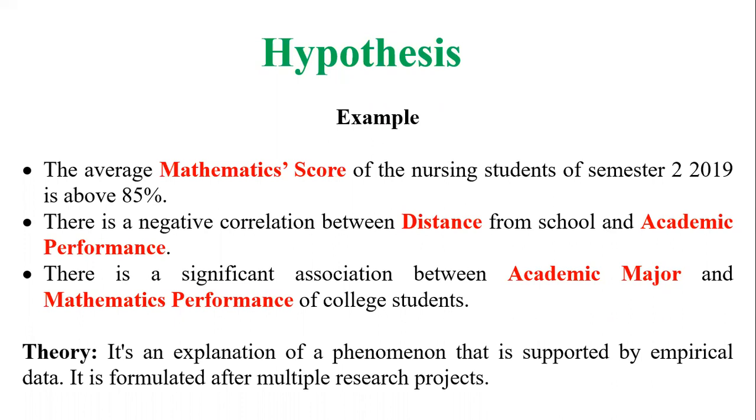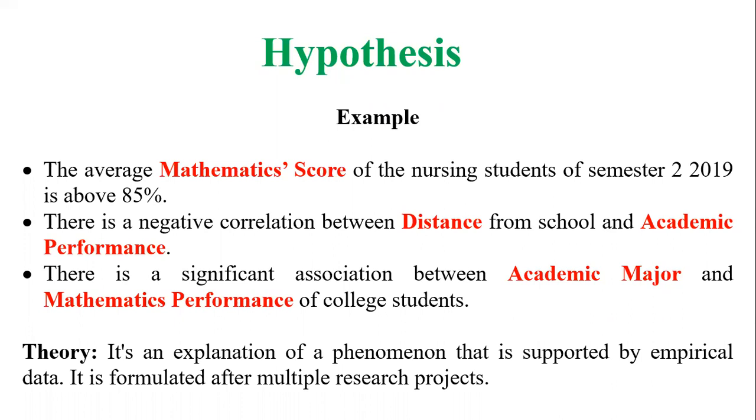Research question number 2. What is the correlation between distance and academic performance? Hypothesis number 2, you say to yourself, well, okay, there's a negative correlation between distance from school and academic performance. Like the further away you are from school, the lower your performance. That is like a presumption, a possible answer without evidence.